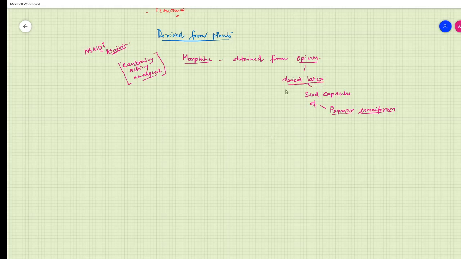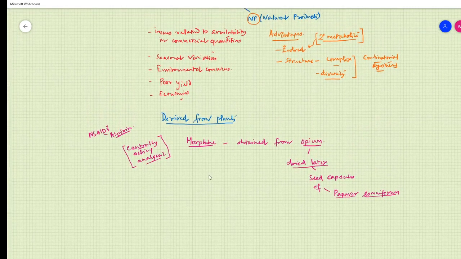But we said that these plants have certain issues related to availability in commercial quantities. Now, morphine does not have this problem. Why? Because it is cultivated in commercial quantities in Afghanistan, in the areas of the Golden Triangle.